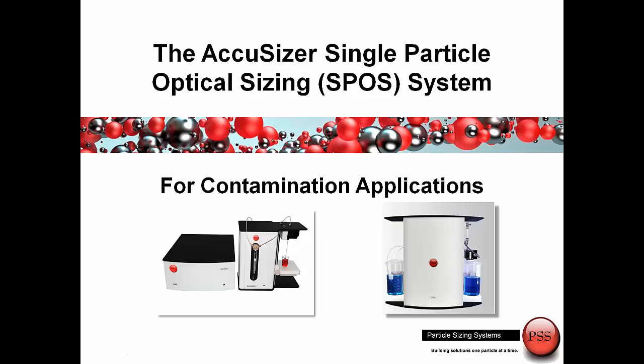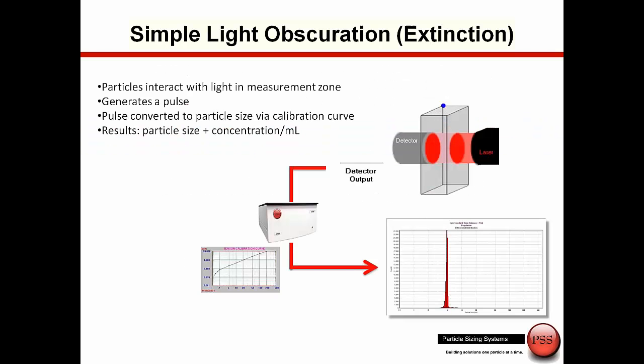Today's presentation is using the AccuSizer single particle optical sizing system for contamination applications. Now, simple light obscuration or light extinction sensors, same thing, just a different phrase, have been around for quite a while. Basically, a particle passes through a light source and the light interacts with the particle. It casts a shadow, but there are other interactions as well.